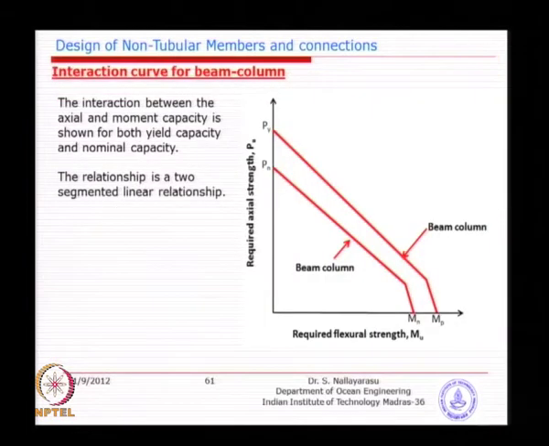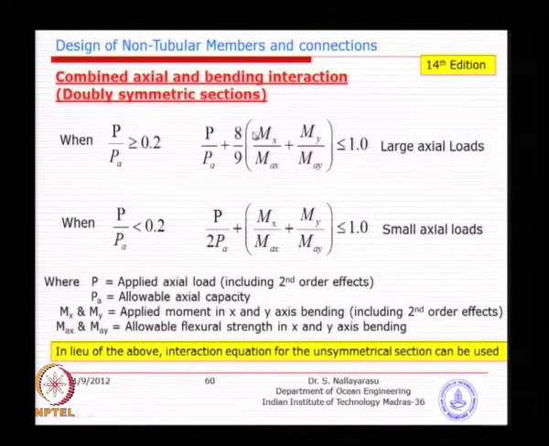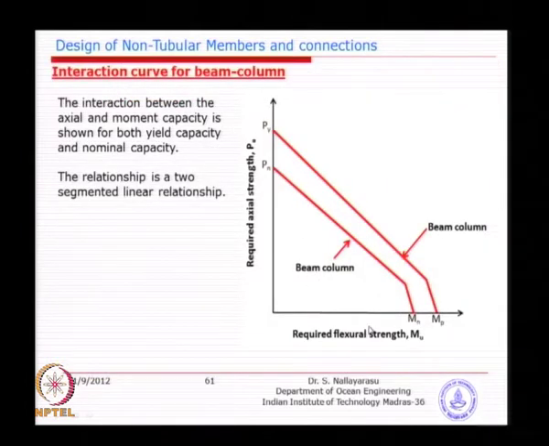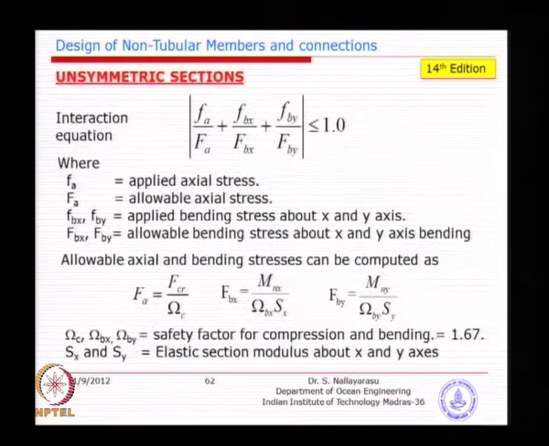I have just plotted a typical graph of the interaction diagram between the axial and bending. Instead of non-linear, as we used to see in the tubular connections, it is a linear two-segment curve, denoting segment 1 and segment 2. So, that is the idea behind, you can plot this. One of them is the ultimate, the other one is allowable. The second one is nominal, this is the ultimate, just divided by the factor.